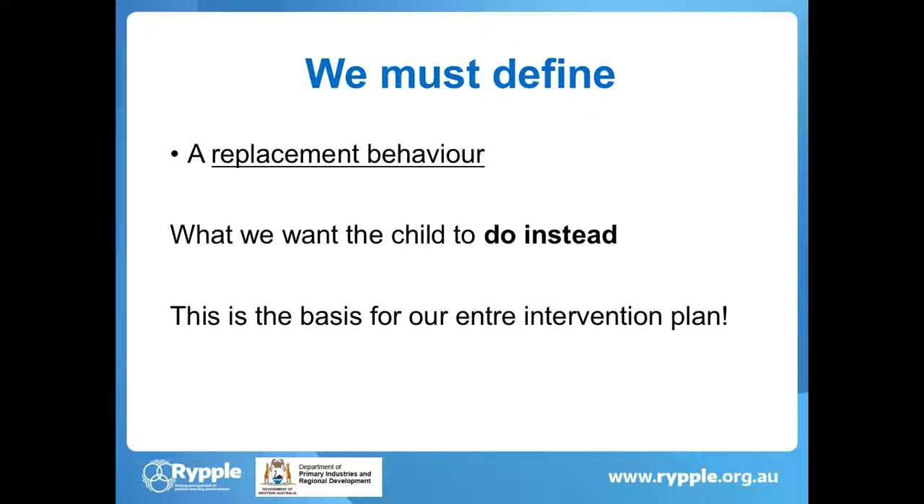The first thing that we must do in a behaviour intervention plan is to define a replacement behaviour. What we want the child to do instead of what they're currently doing to try and get their needs met. And this replacement behaviour is the basis for our entire intervention plan. So it's really, really critical that we define this and define it clearly. What do we want the kid to do instead?